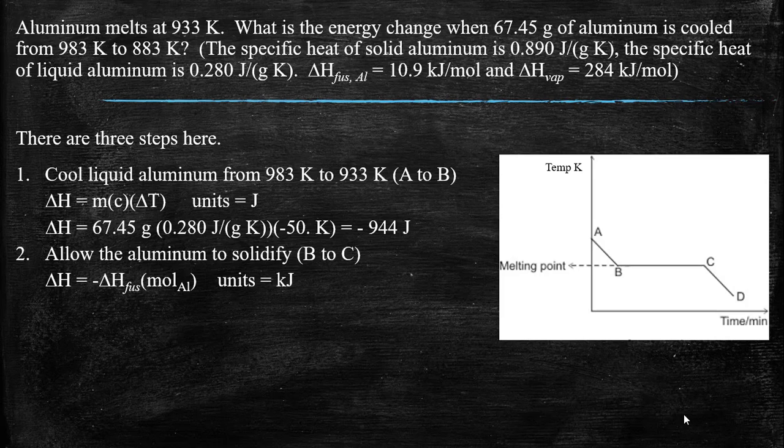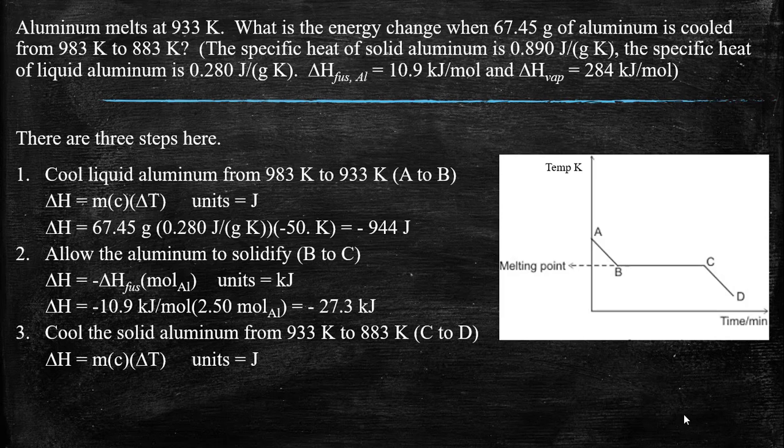So delta H will equal, remember, the delta H of solidification is equal but opposite to the delta H of fusion, times 2.5 moles, and you get minus 27.3 kilojoules. Now on to step 3, C to D. Plug in the values. The only one that changes from the first time we use this is the specific heat, and you get minus 3 times 10 to the 3rd joules.